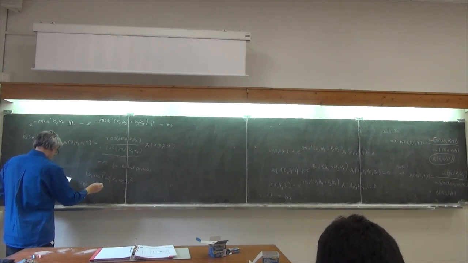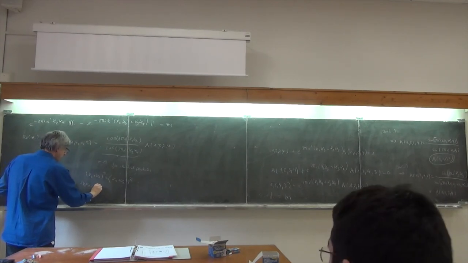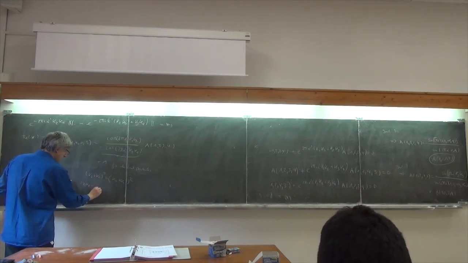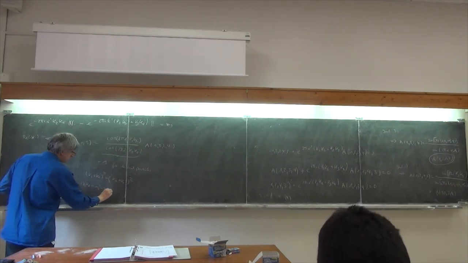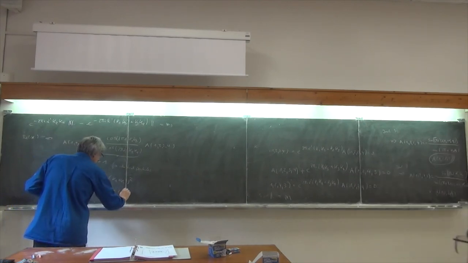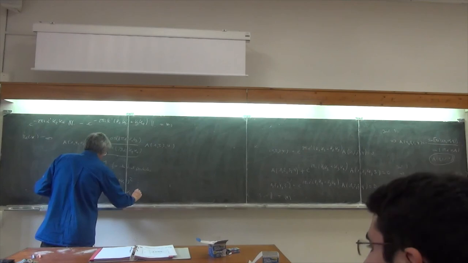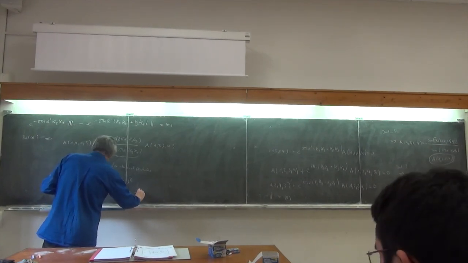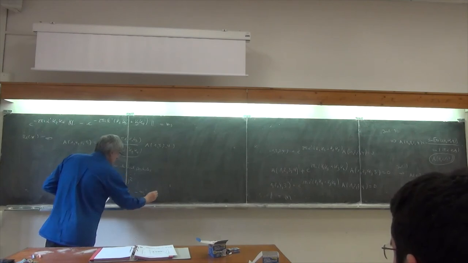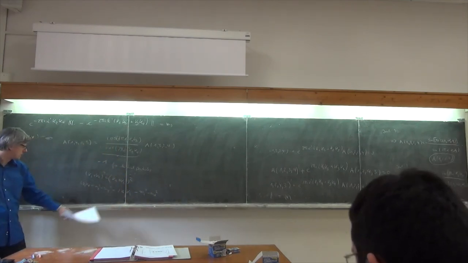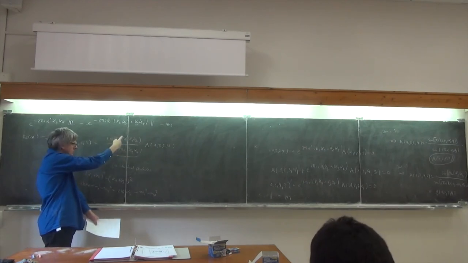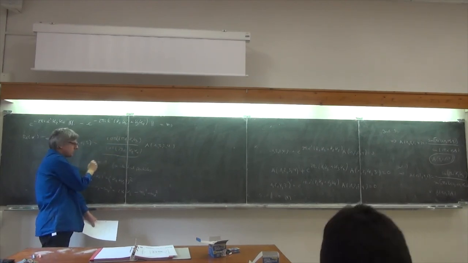two K2 K4 minus M2 squared minus M4 squared. On the right hand side you get 2 K1 K3 minus M1 squared minus M3 squared. So if all masses are the same, then you get a factor of one.